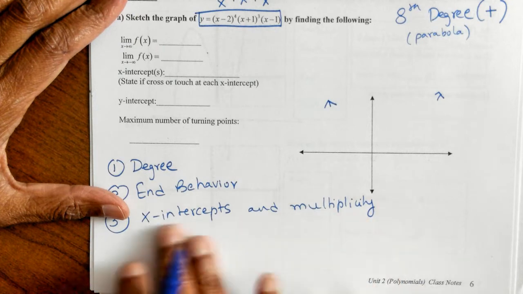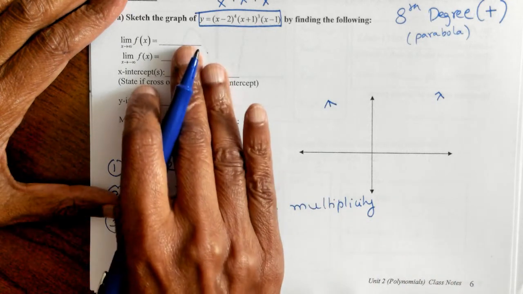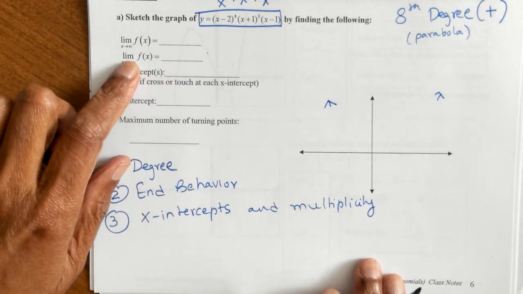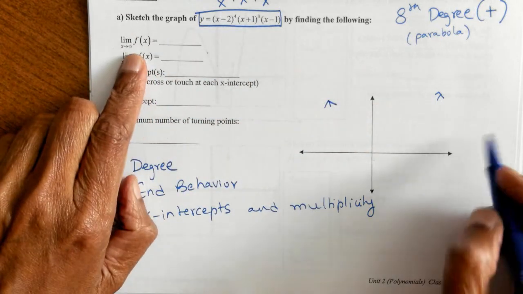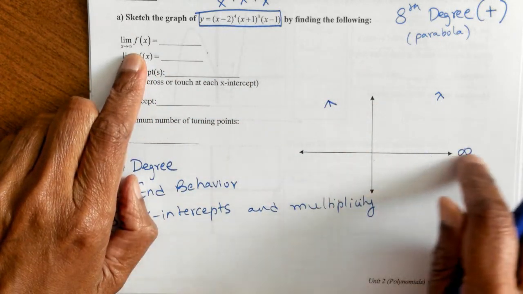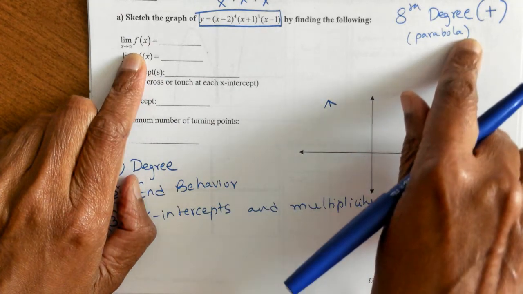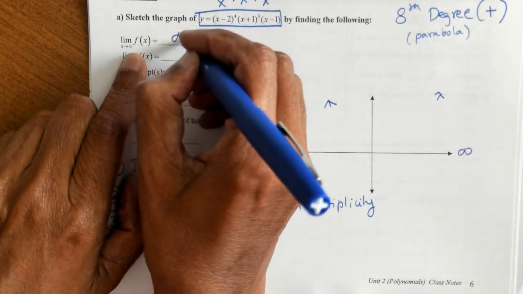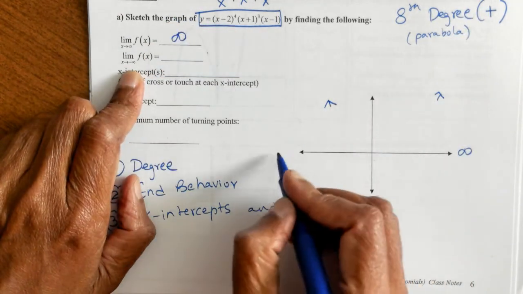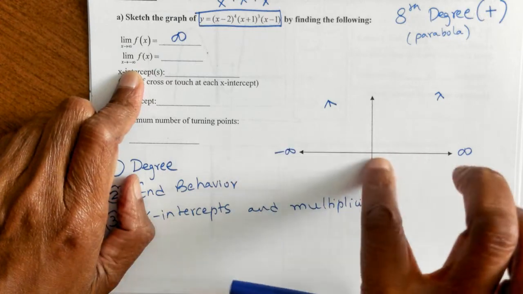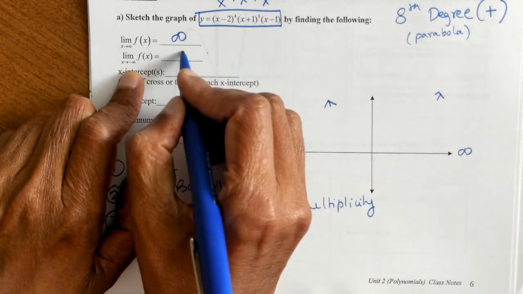So before we find the x-intercepts and the multiplicity, let's make sure we know the limit. Limit of this particular function as x is going towards infinity. As x is going towards infinity, I see my graph going up. So that's going to be positive infinity. And as x is going towards negative infinity, again my graph is going up. So it is again infinity.